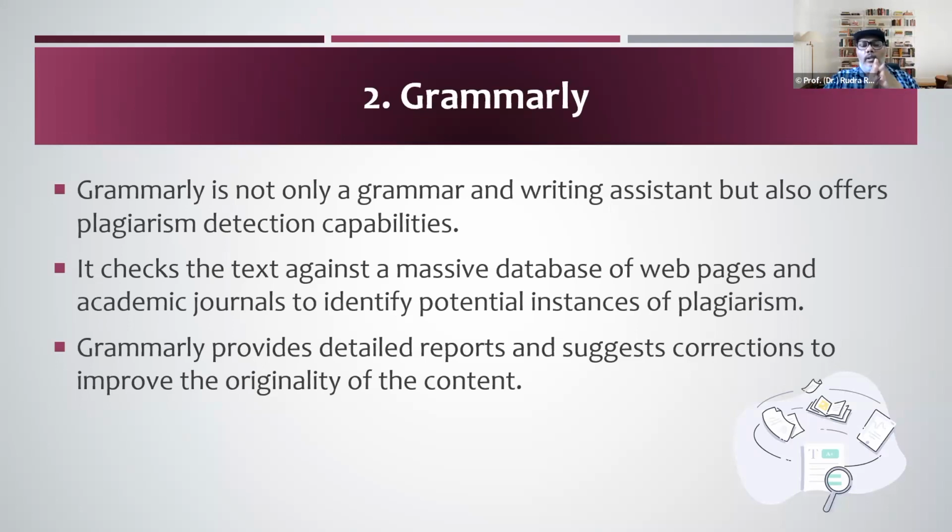Turnitin is a pure software used solely for the detection of plagiarism or similarity index. But Grammarly is not only a grammar and writing assistant for writers and authors, it also offers some plagiarism detection capability these days. They have added it because every company wants to give more capabilities, otherwise customers may switch to other software like Turnitin. It checks the text against a massive database of web pages and academic journals to identify potential instances of plagiarism. So that is really understandable for all of us to get the idea about these aspects of plagiarism. Grammarly also provides a detailed report and suggests corrections to improve the originality of the content.